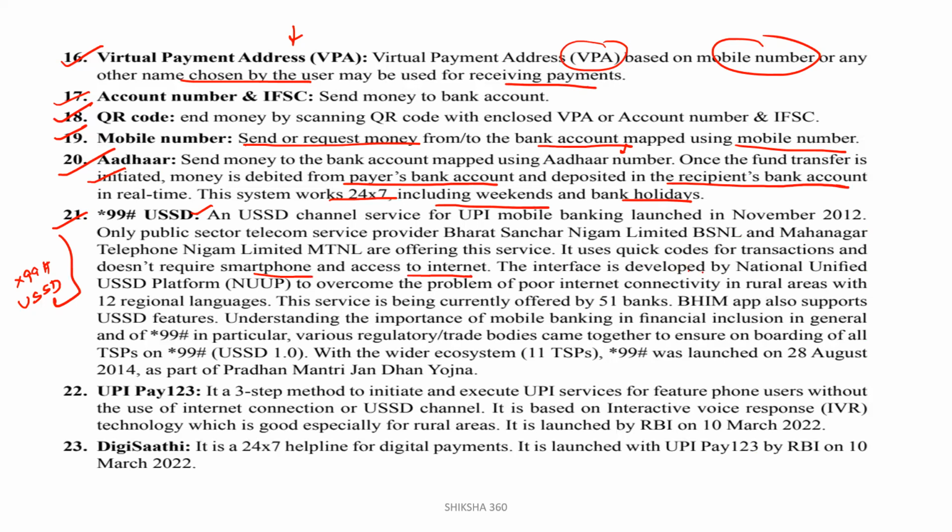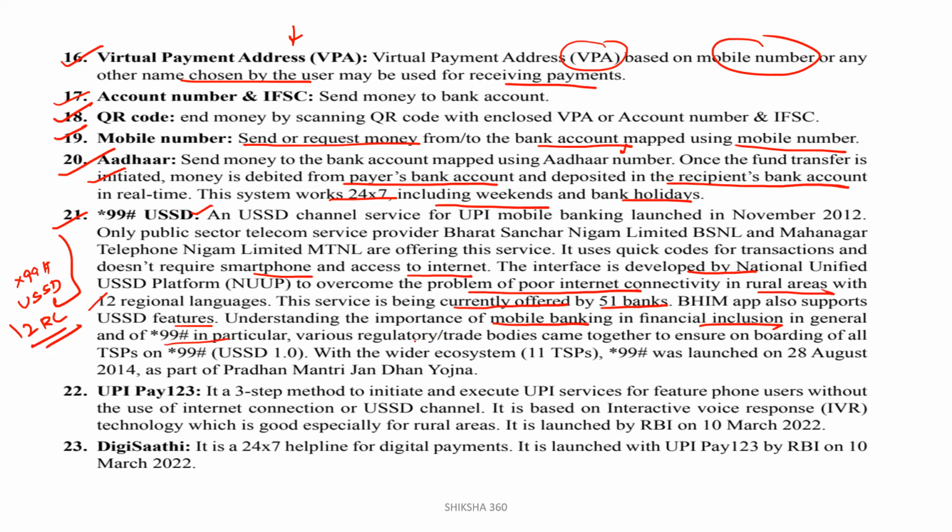The interface was developed by NUUP, that is the National Unified USSD Platform, to overcome the problem of poor internet connectivity in rural areas, with 12 regional languages. Clear? So it provides services in 12 regional languages. Kindly remember that. This service is currently offered by 51 banks. The Bhim app also supports USSD features.